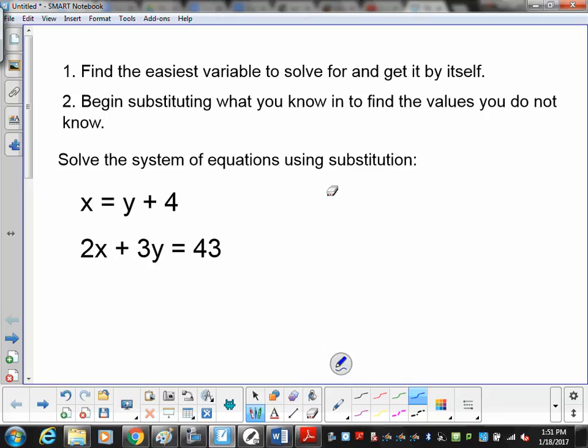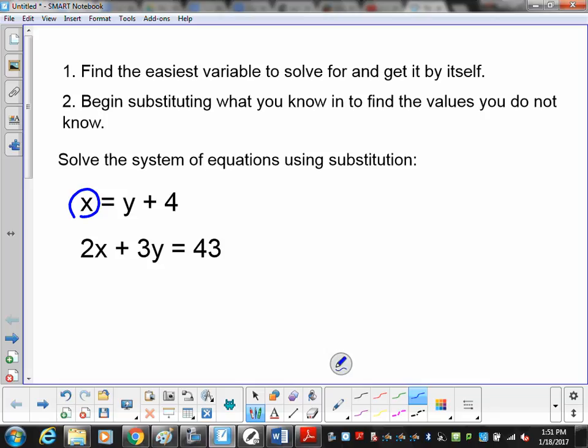So this is a refresher. Put the two steps for solving these systems of equations up here. First, you're going to just find the easiest variable to solve for. So if I look at the problem that's up here right now, the easiest variable to solve for is that x because it's already solved for.